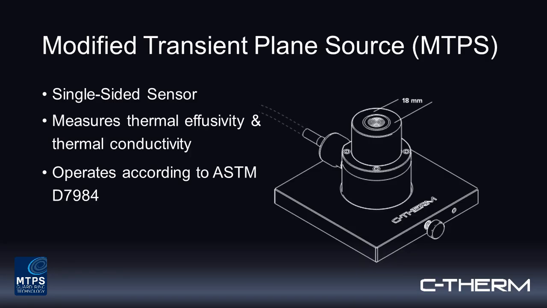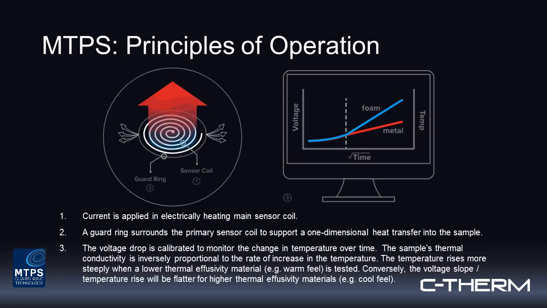In detailing a little bit further the principle of the measurement, it is a single-sided sensor that measures both the effusivity and conductivity. The active area is 18 millimeters in diameter. The way the sensor functions is there are two circuits on the sensor. There's the main coil, which is the active sensor, and then around that coil there's also a guard ring. That guard ring is very important. It is also heated electrically, as is the main coil. The guard ring guards against lateral losses of heat and ensures a one-dimensional heat flow into the sample material.